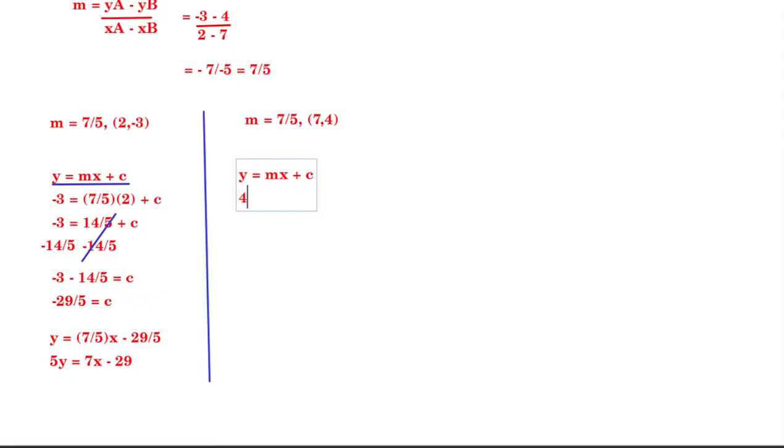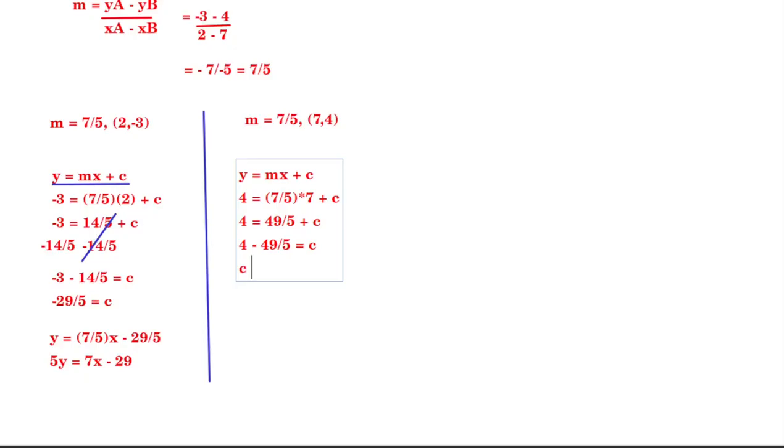Value of y is 4. And then the value of the gradient, 7 on 5, and then times our x, it's 7, plus c. And then this is going to give you 4 equals 7 over 5 times 7, that's 49 on 5 plus c. And then from there, subtracting 49 on 5 from both sides, you are going to get 4 minus 49 on 5 equals c.